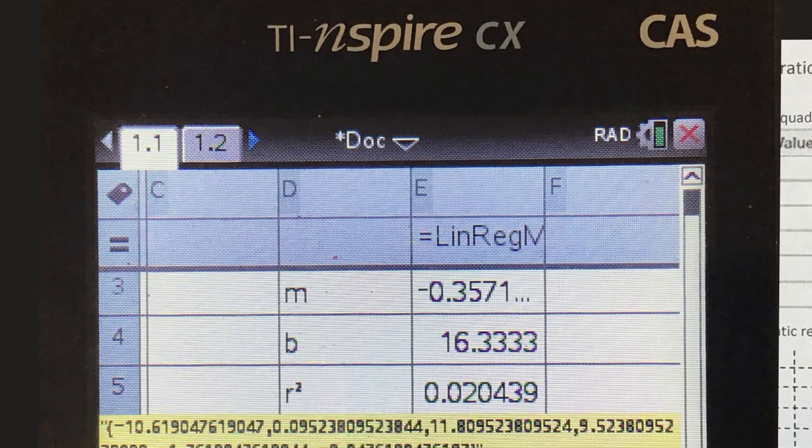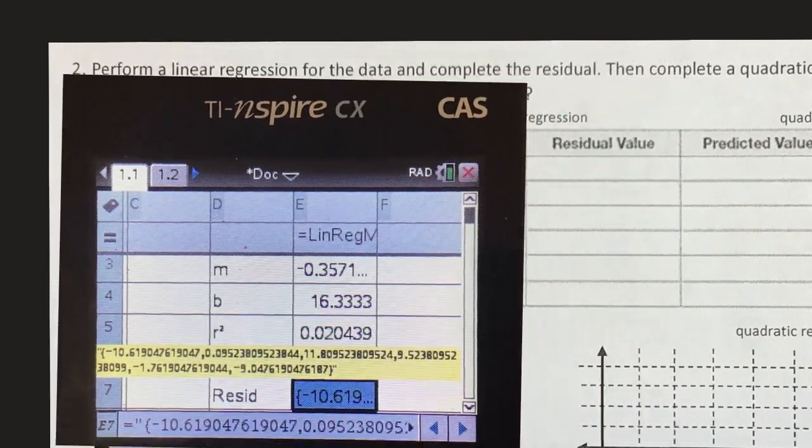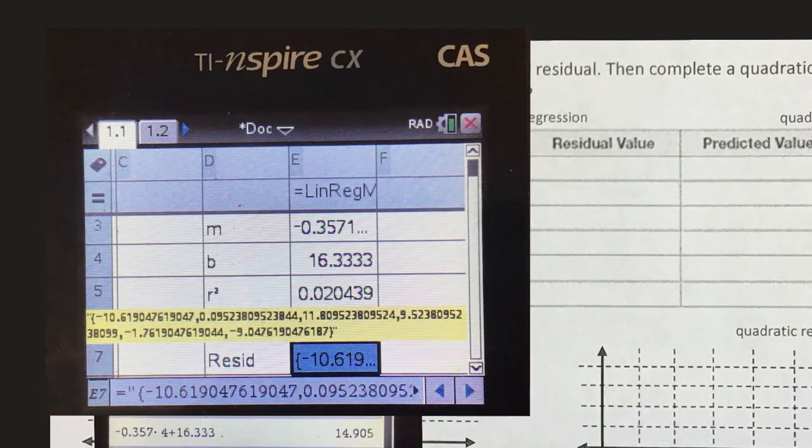The residuals are all represented here in this box of your calculator. It says resid, and then it gives you all of them right here. So we have 1, 2, 3, 4, 5, 6 residual numbers, because we only had 6 calculations. So we're going to write this down in your residual value box. We're going to write all 6 of them. This is in order, so this is for 2, and then for 4, and for 6, for 8, for 10, and for 12.